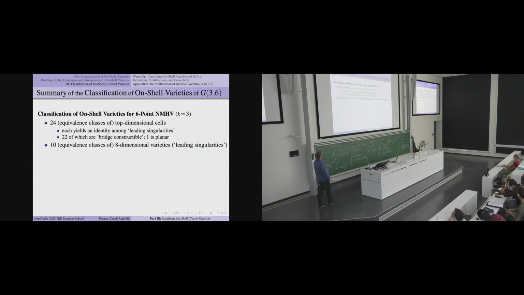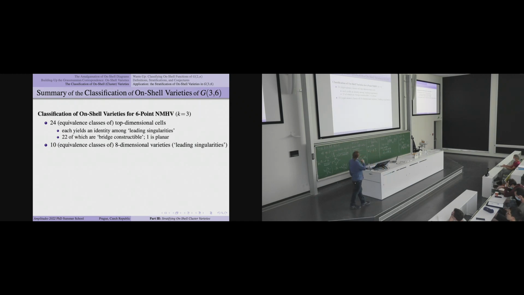Okay, but going back to the list of parents, or these top forms, there are 22 of them that you can construct by sequences of bridges. Two of them you cannot. And only one of the 22 is planar, obviously. There's only one planar one. So you have this list of things to talk about.